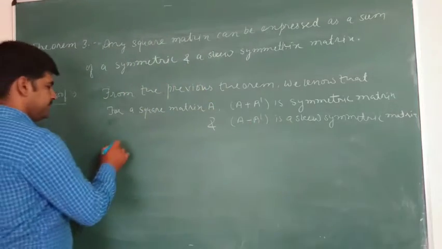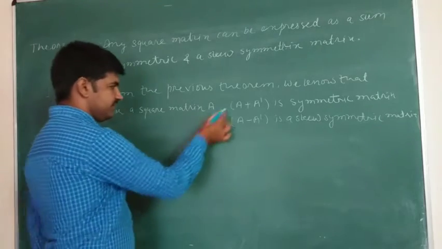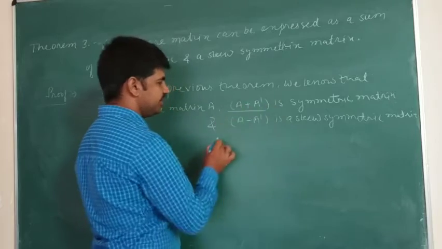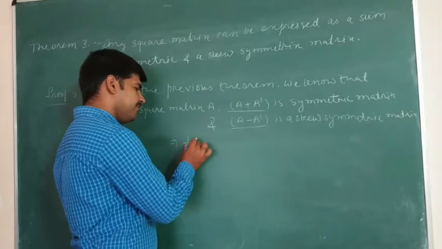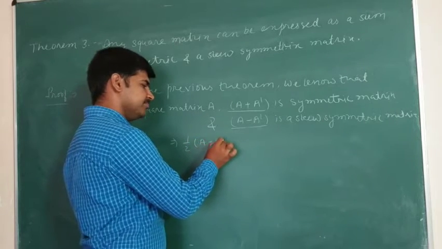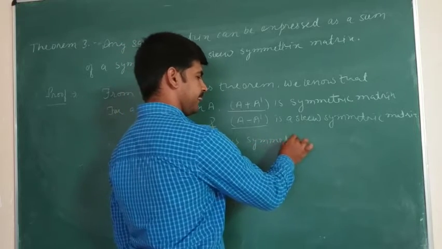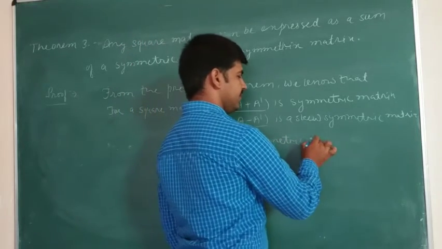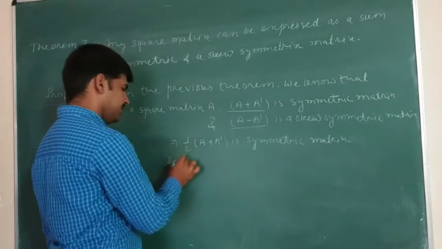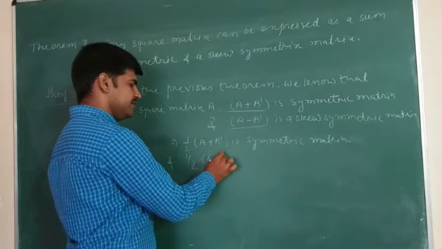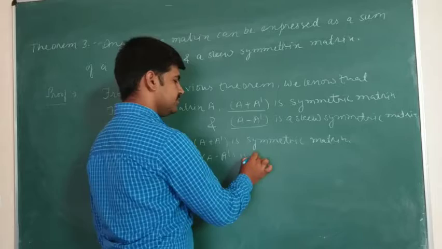Now see, A can be written as, if A plus A dash is a symmetric matrix and A minus A dash is a skew symmetric matrix, that implies that half of A plus A dash is a symmetric matrix and half of A minus A dash is a skew symmetric matrix.